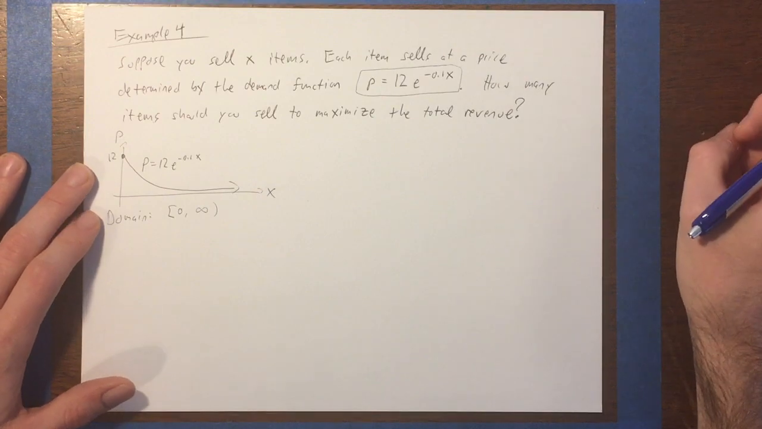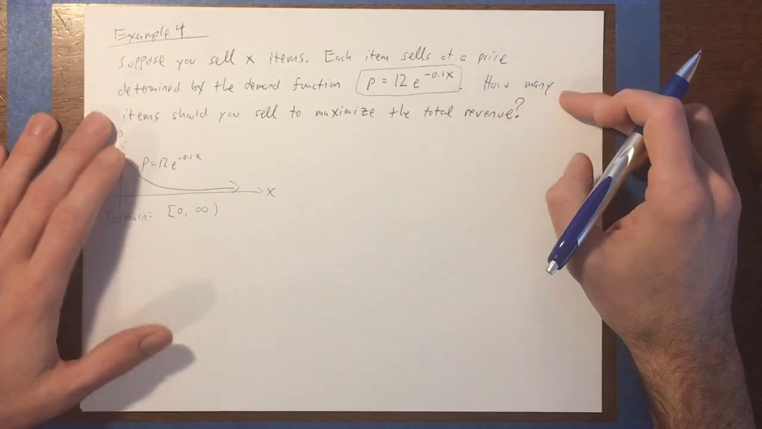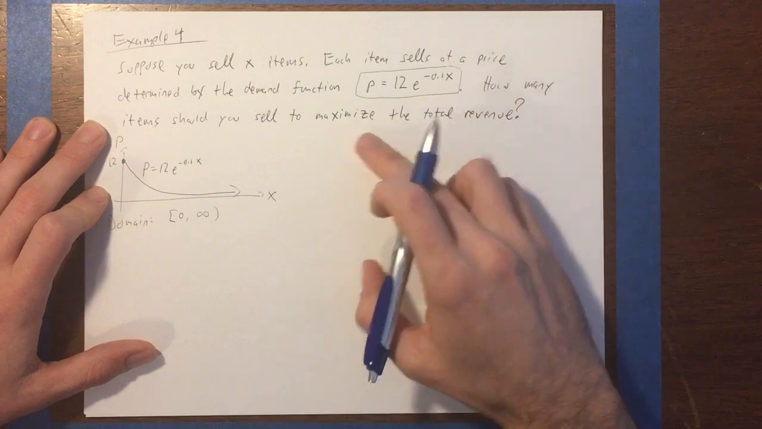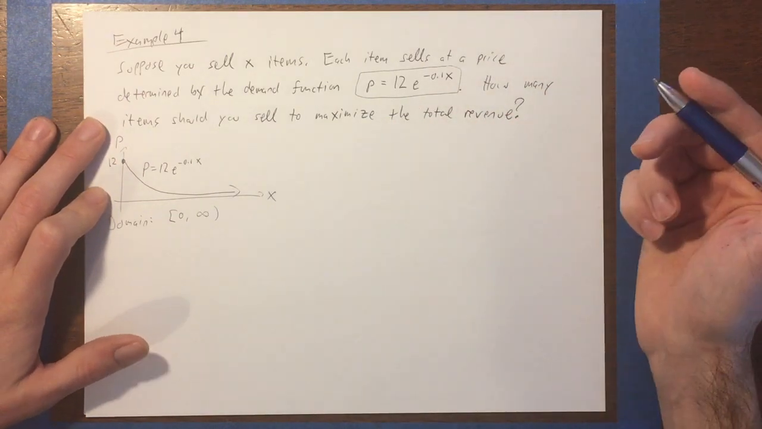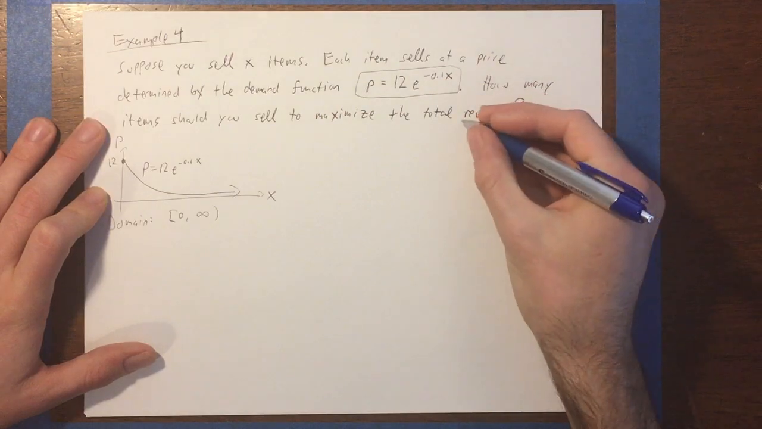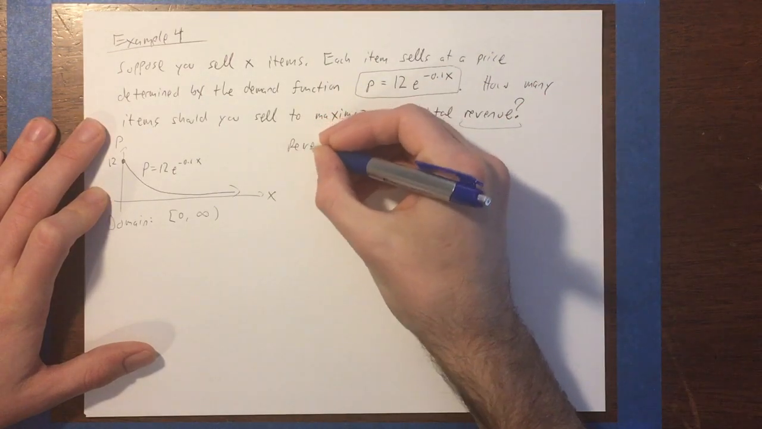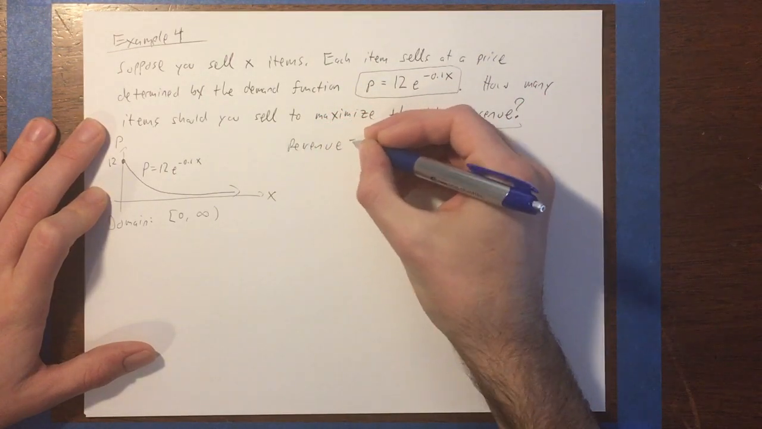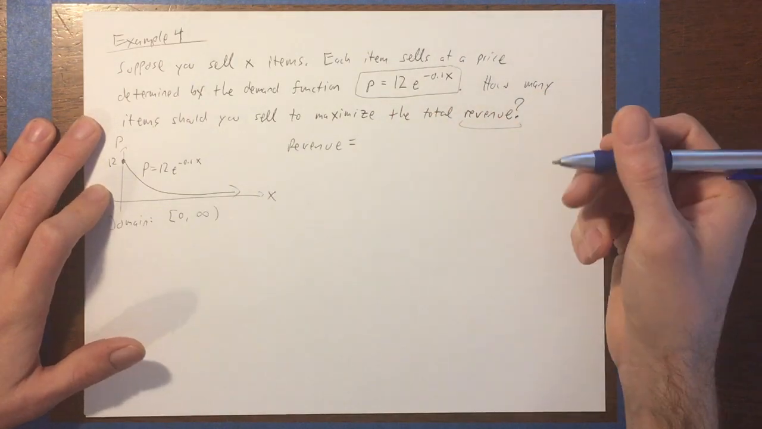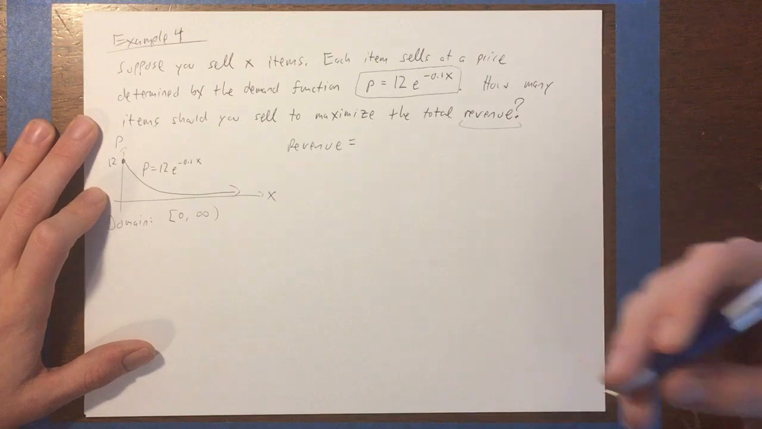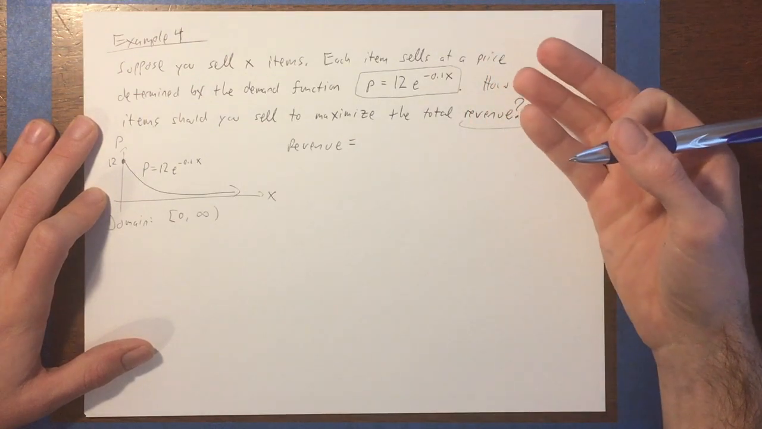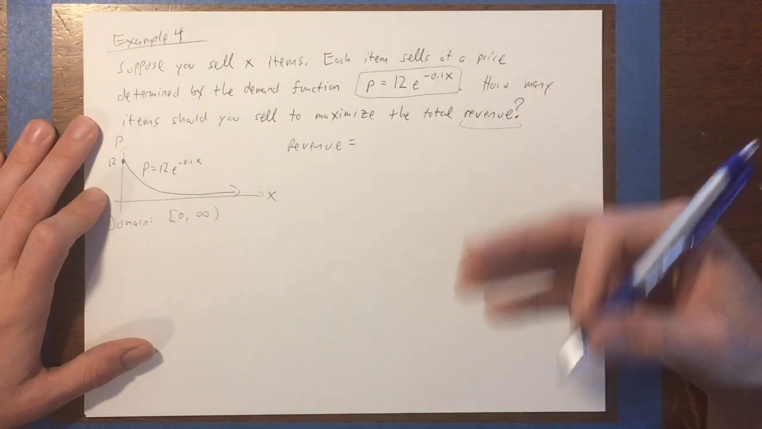So now, the question is, how many items should we sell to maximize the total revenue? Total revenue. Well, okay. What is revenue? Revenue is the total amount of money you're going to get from the sale of all the items. So every time you sell an item, the amount of money you get is equal to its price, right? The price you sell it for.